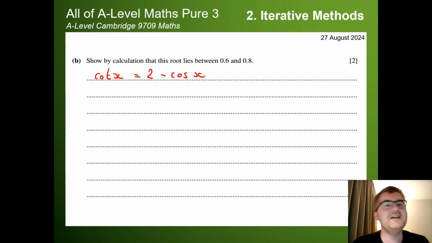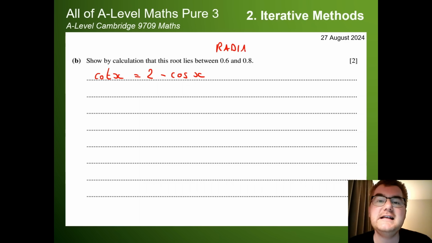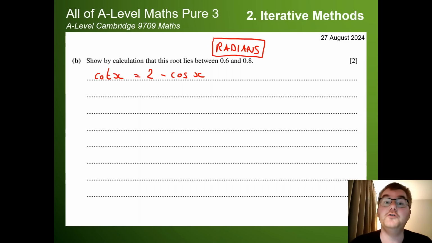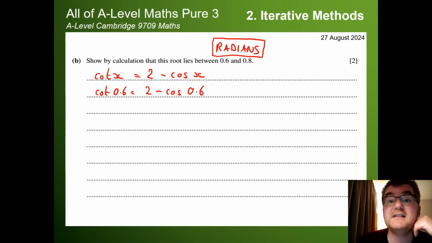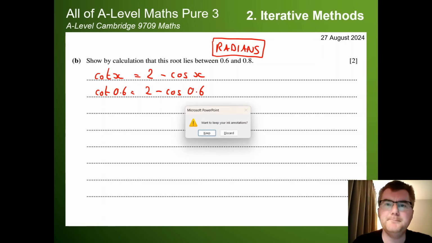Now, the key thing is making sure your calculator is in radians. I'm going to put this in big letters, radians, because otherwise bad things are definitely going to happen to you on your calculator. So the first thing I'm going to do here is put in 0.6. So we're going to work out cot 0.6 is equal to 2 minus cosine 0.6. So let's go to my calculator and work this out.